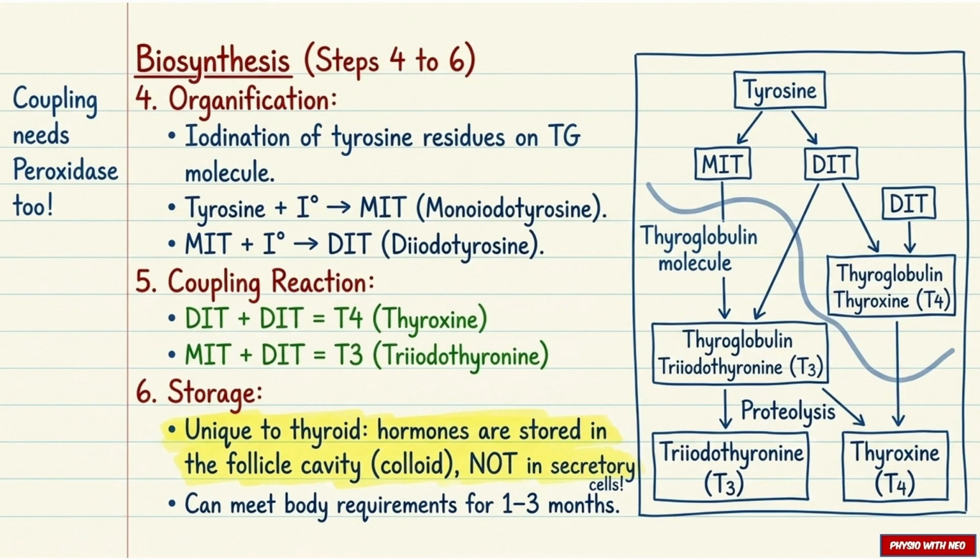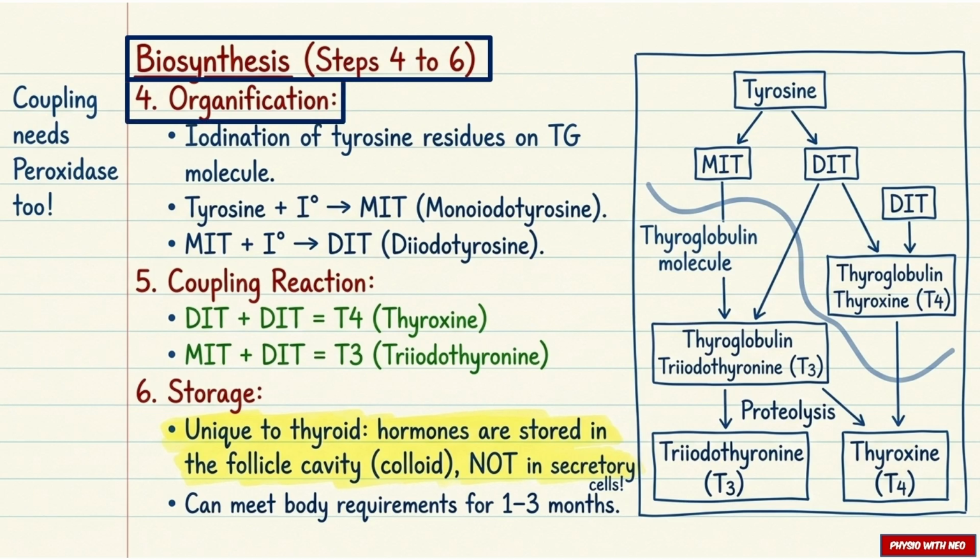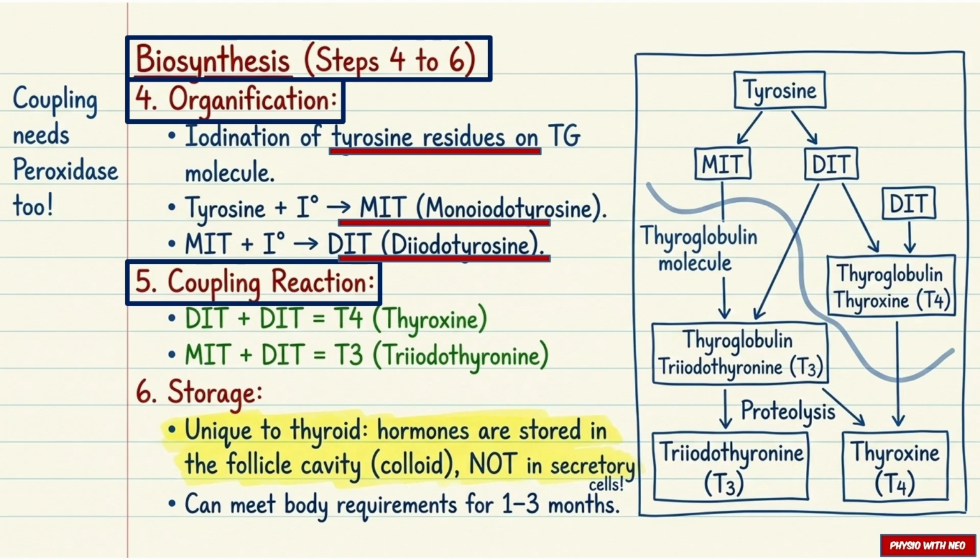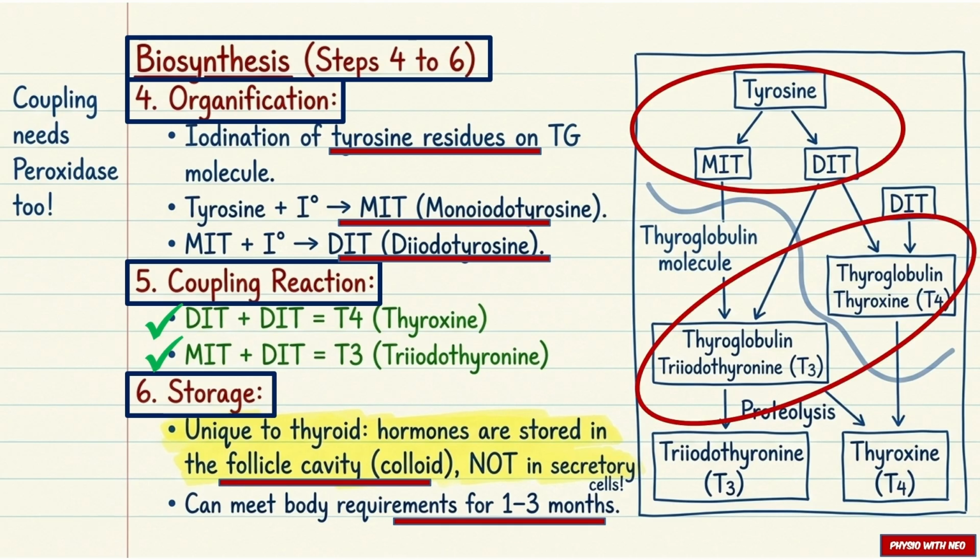Now comes the second half of the process, that is step 4 to 6. Fourth step is organification, where iodine attaches to the tyrosine residue on thyroglobulin and forms MIT and DIT. Fifth stage is coupling reaction. This MIT and DIT undergo coupling reaction to form T4 and T3. And the last stage is the storage. It is unique in thyroid as the hormones are stored in the follicular cavity, that is in colloid and not in secretory cells, and can meet body requirement for 1 to 3 months. So remember these three stages. First one is organification, second is coupling reaction, and third one is the storage. This single flow chart is enough to reproduce the entire synthesis in the exam.